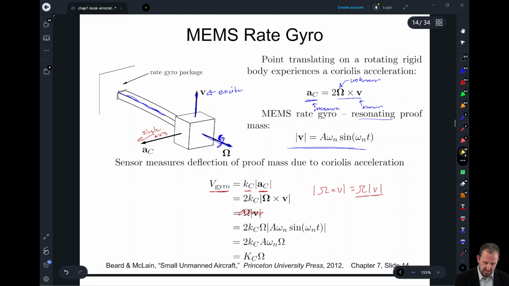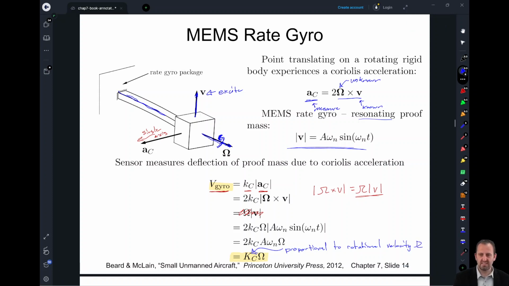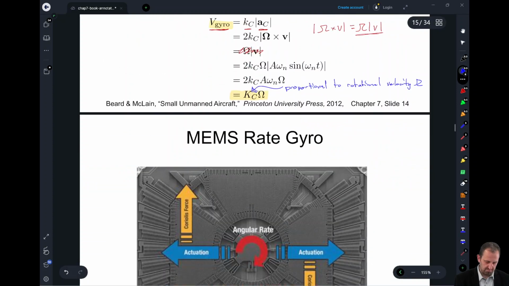But at the end of the day, the most important aspect to get from this slide is that the voltage of this gyro is going to be proportional to the rotational velocity. Which is really awesome. So now, again, it's like the accelerometers where we're just measuring a voltage coming in, and this voltage is proportional to the thing that we're trying to measure.